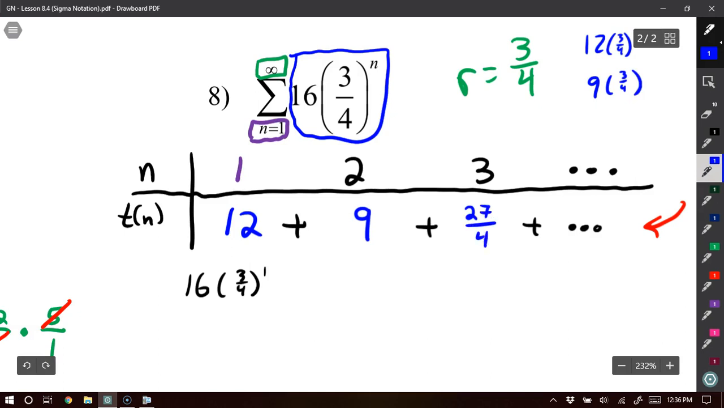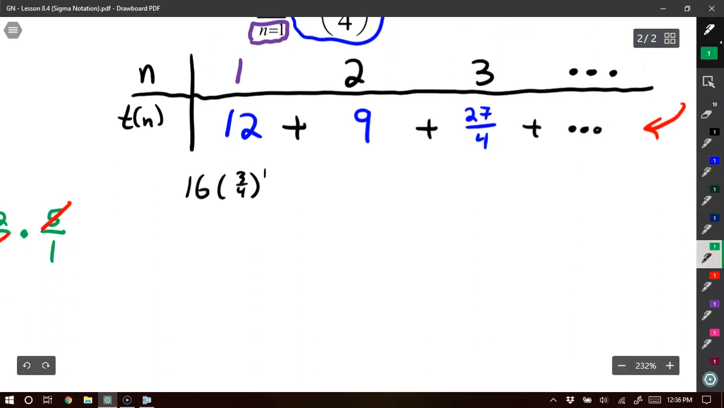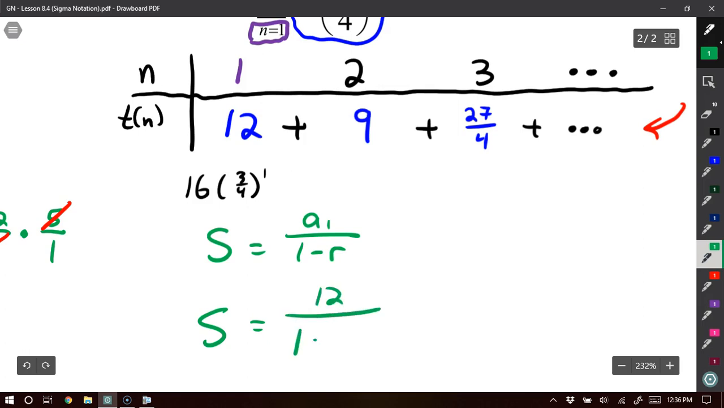So there is my infinite geometric series. There's the first part. The second part says, hey, find the sum. Well, the sum is a1 over 1 minus r. I know a1 is 12, and I know my r is 3/4. So I'm going to have 12 over 1 minus 3/4. So I'm going to have 12 over 1/4.